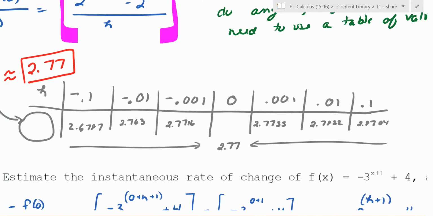So you plug in smaller and smaller values using the table view or that evaluate feature like y bars on your calculator. And you plug it in and look what happens. Do they get closer and closer to something here? It looks like they're approaching 2.77. That's what it looks like.